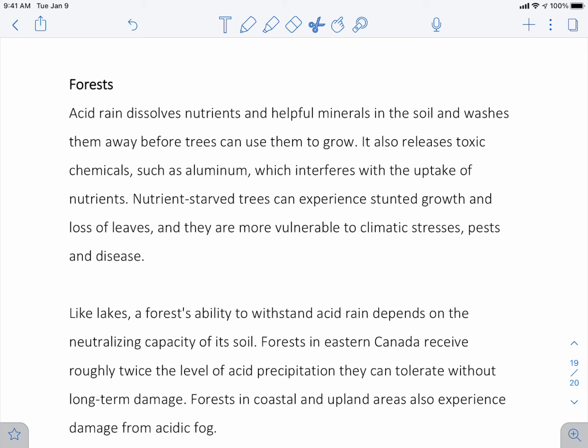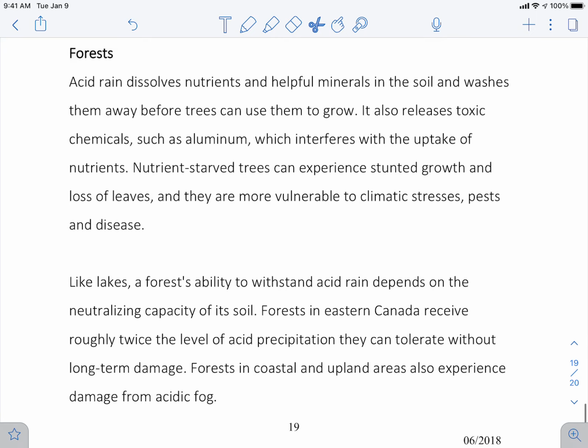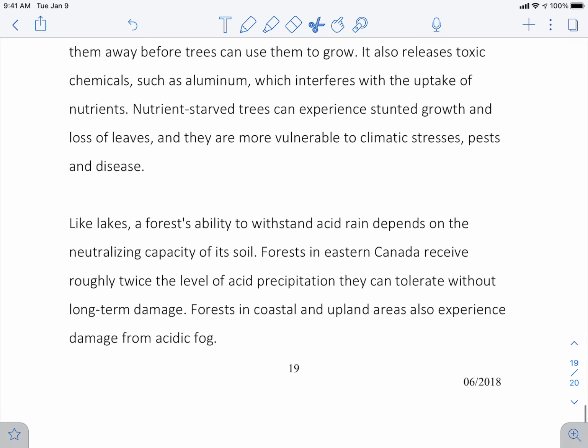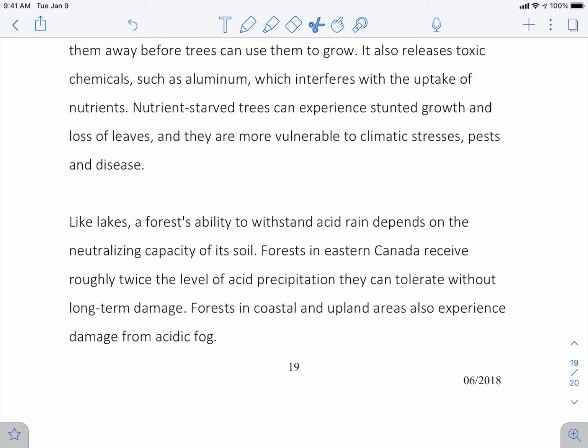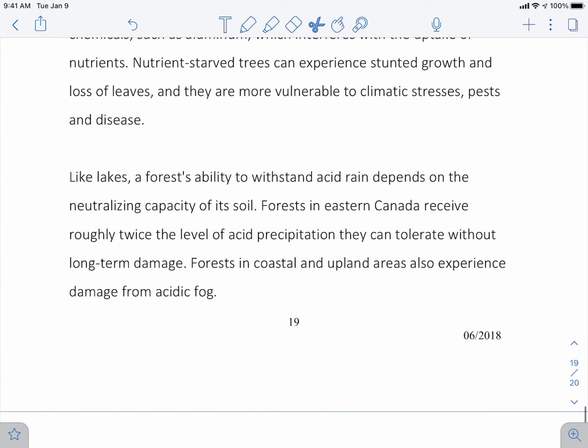Forests, of course, so acid rain dissolves nutrients. Acids are typically better at dissolving most things, so nutrients that were in the soil get dissolved. Those helpful minerals in the soil then get washed away before the tree can use them to grow. And they can also release toxic elements like aluminum, which interfere with the uptake of other nutrients. These nutrient-starved trees can experience stunted growth and loss of leaves, and they're more vulnerable to climate stresses and pests and disease. Like lakes, a forest's ability to withstand acid rain depends on the neutralization capacity of its soil, and forests in eastern Canada receive roughly twice the level of acid precipitation they can tolerate without long-term damage.